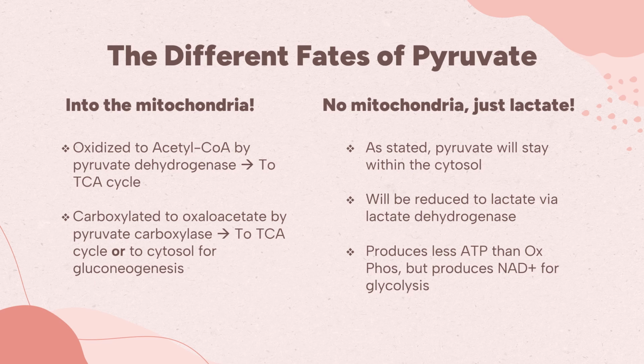Now, what happens if it does not enter the mitochondria at all? Well, pyruvate will just stay within the cytosol, and then it will be reduced to lactate via lactate dehydrogenase. Although this produces less ATP than oxphos, it will still produce some NAD plus for glycolysis. So that way, once gluconeogenesis has occurred, the NAD plus will still be available for more pyruvate to be made.